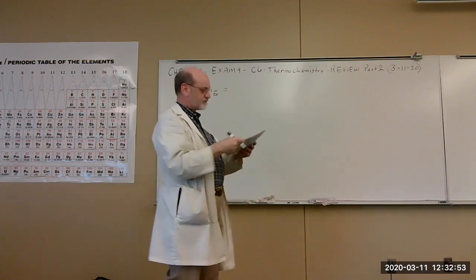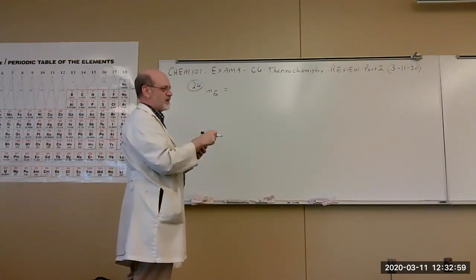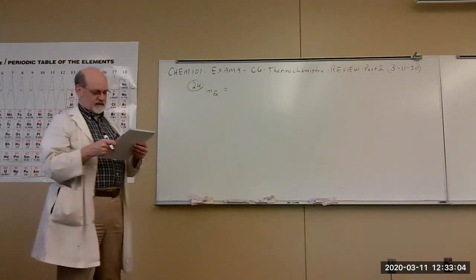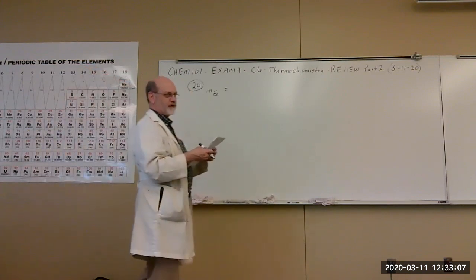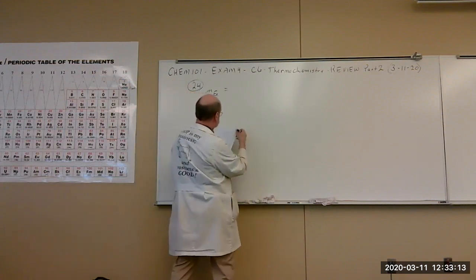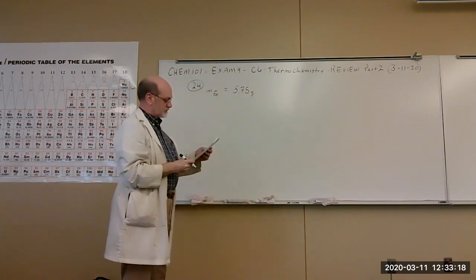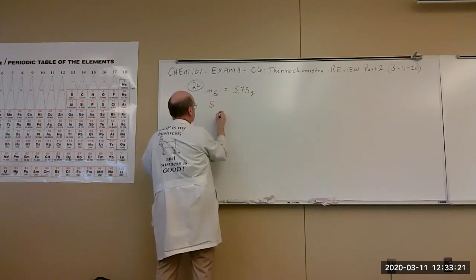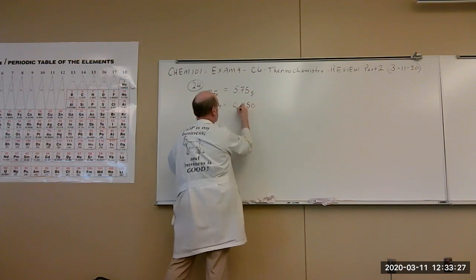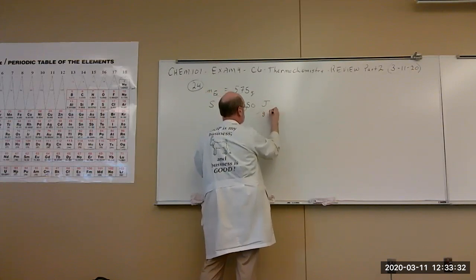All right, this is part 2 of our review. So we're up to 24, and the mass of iron in our sample is 5.75 grams. The specific heat of our iron is 0.450 joules per gram degree centigrade.